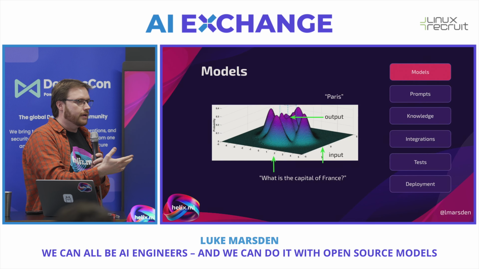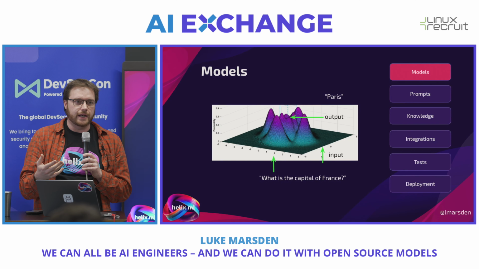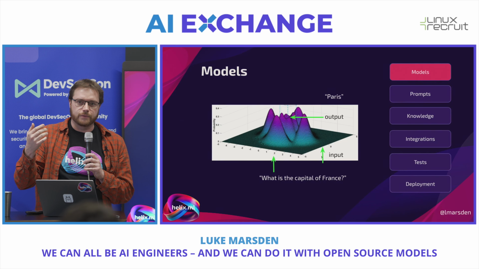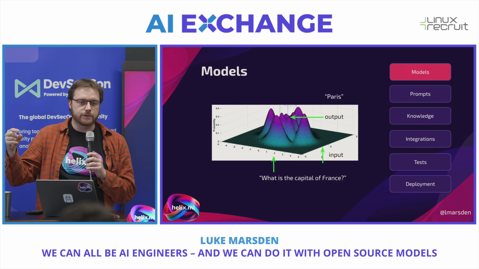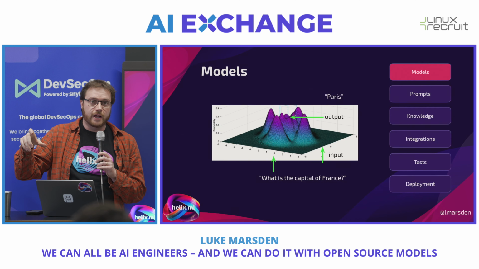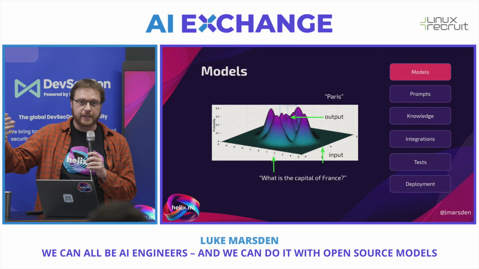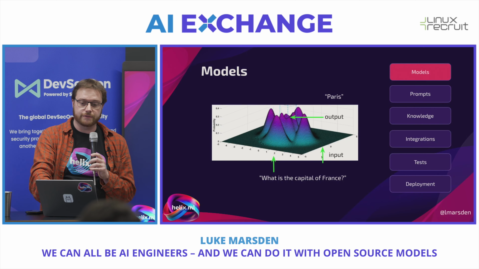When you type something into an LLM, what happens is that your text gets turned into a vector, a number, and then a vector comes out of the model and then gets turned back into a sentence, and that's effectively what's happening.